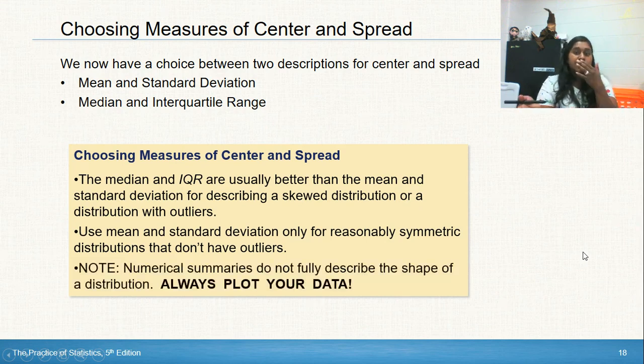Okay, numerical summaries do not fully describe the shape of your distribution. Always plot. Okay, so here's that proof. You cannot just make assumptions. Your data is where you get your inferences from.